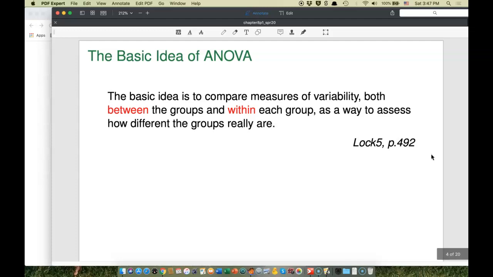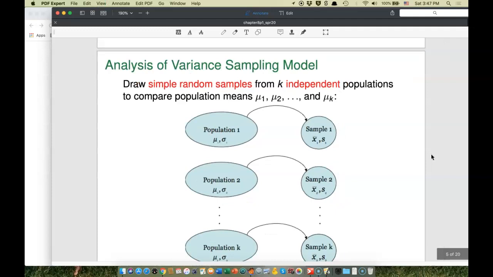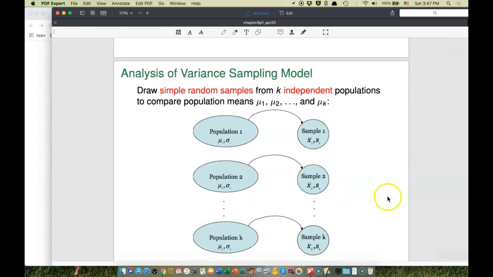All right, another way to think about this from our textbook is that the basic idea is to compare measures of variability both between the groups and within each group as a way to assess how different the groups really are. Okay, then let's take a look at this diagram of what's going on. This numbering scheme is kind of arbitrary. I tried to be consistent with the setup of the textbook.